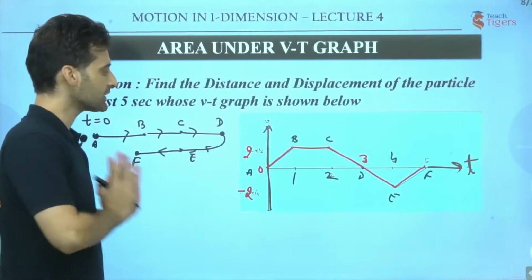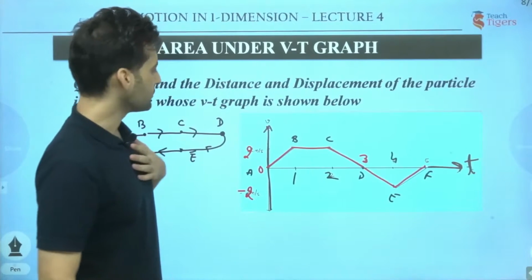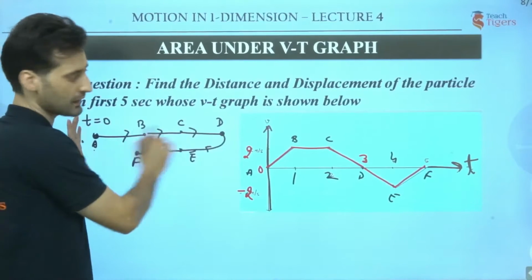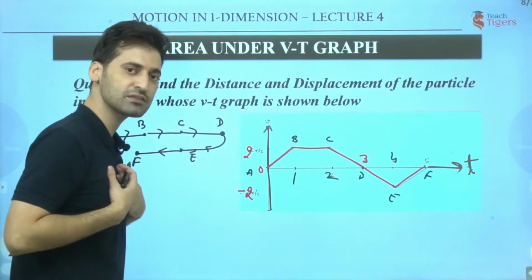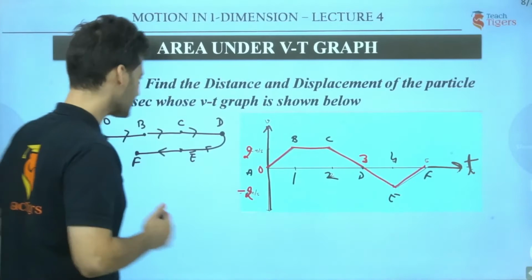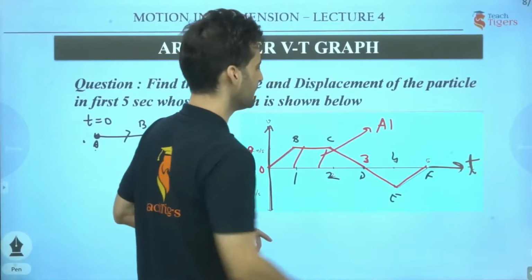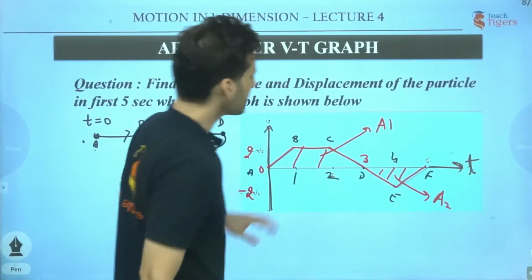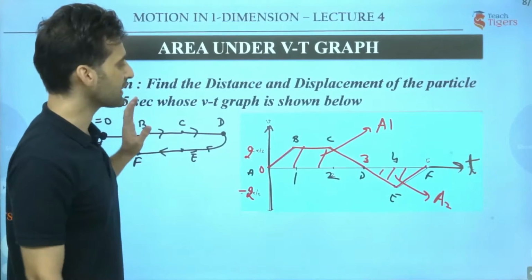Okay. Now try to understand over here. See, I can tell you from 0 to 3 seconds, that means from A to D point, as you can see. If I calculate the area, I know this area is nothing but equal to the displacement. Let's say this area is A1, and the downwards area is A2. Now if I calculate the area, I will get displacement.